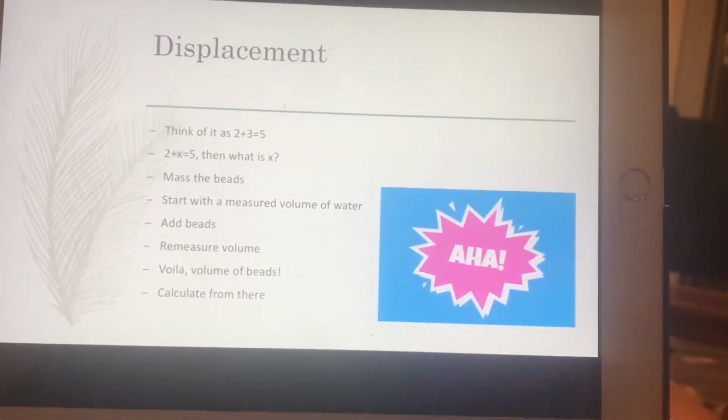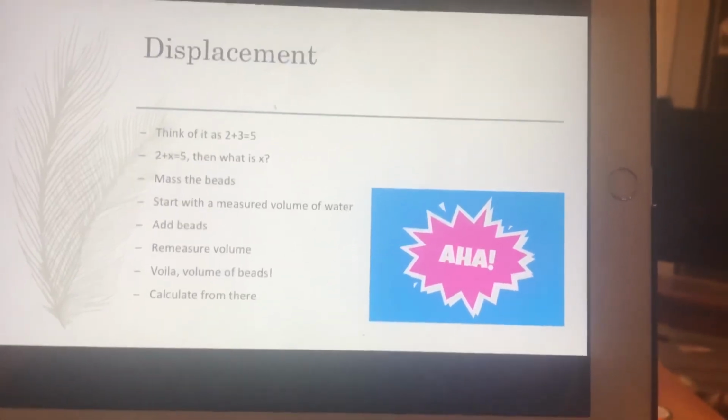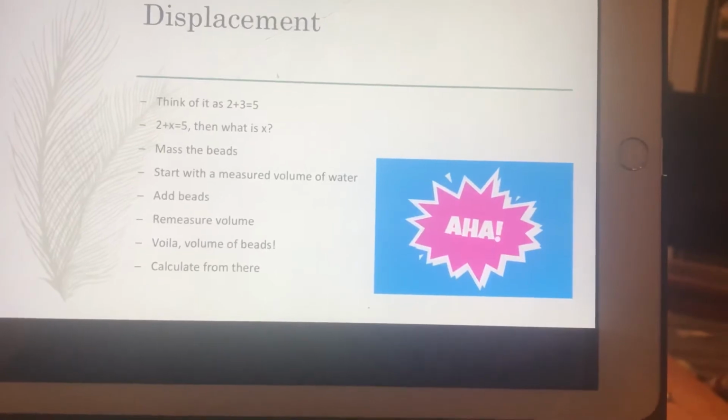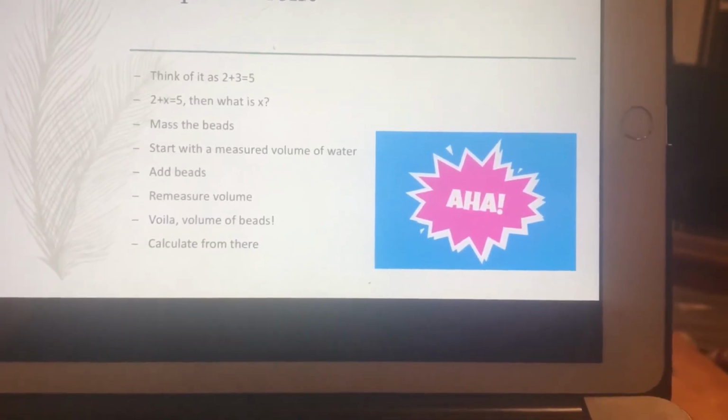The calculation's pretty easy from there. Mass divided by volume is the density of the beads. And it doesn't matter how many beads you've put into this equation, the weight per the volume figures it out, so it's just the density of a single bead.